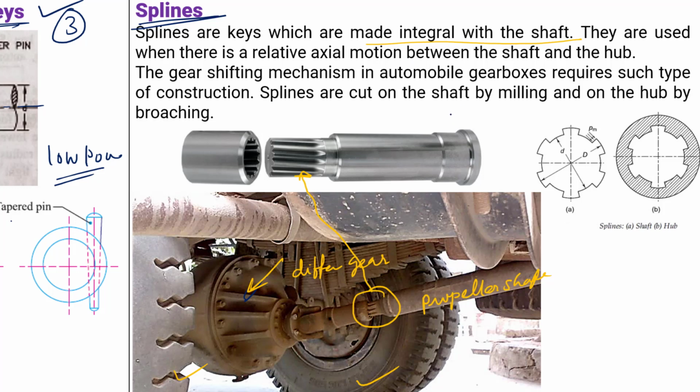देखिए ध्यान से सुनने की कोशिश करें. ये जो कटआउट है, it's an integral part of the shaft. It is not separately attached, right? So spline keys are the keys which are made integral with the shaft. They are used when a relative axial movement between shaft and hub is required. I repeat, axial movement, right?